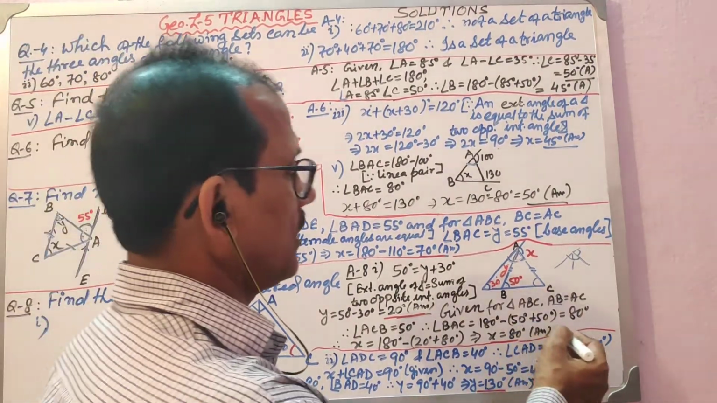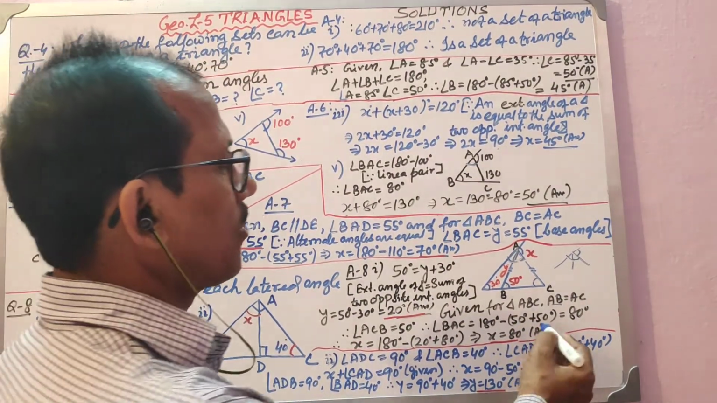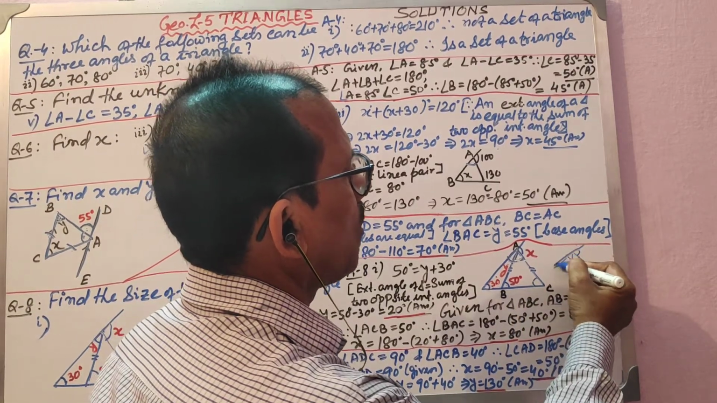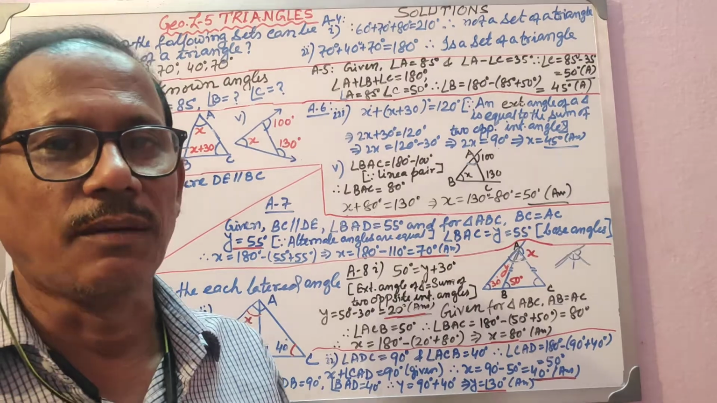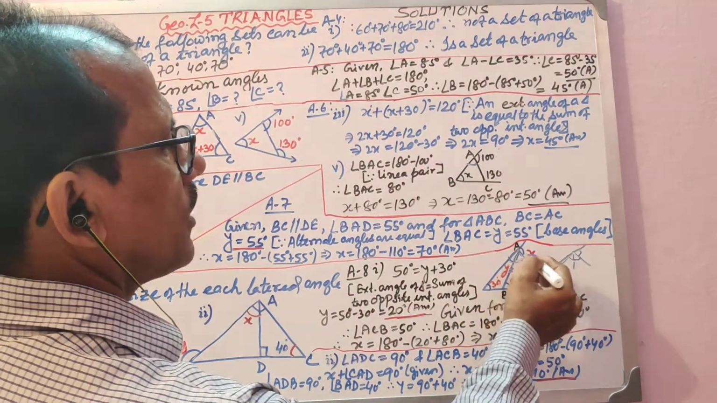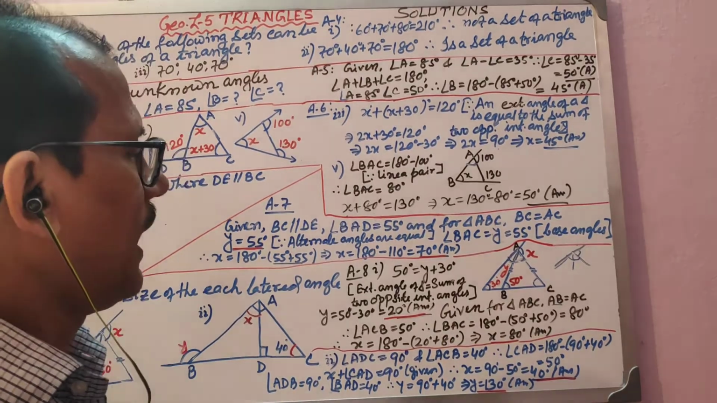You have to write down the logic. There is no space, so I have not written it. You have to write down the logic: all the angles on a straight line, the summation will be 180 degree. That logic you write down. So you have got y is equal to 20 degree and x is equal to 80 degree.